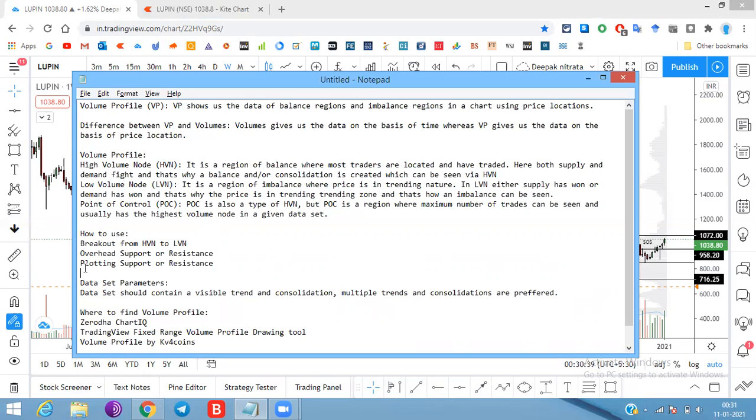So finally, we are almost at the end of the session. So I would like to clarify some things in relation to volume profile before ending it. I have frequently encountered many questions where people ask what is the perfect amount of data set or look back period that should be taken for analyzing volume profile.